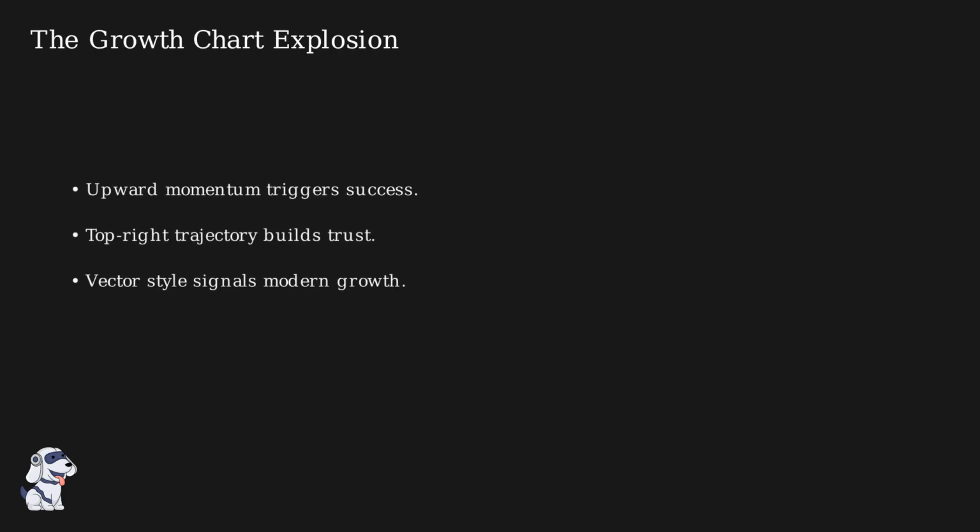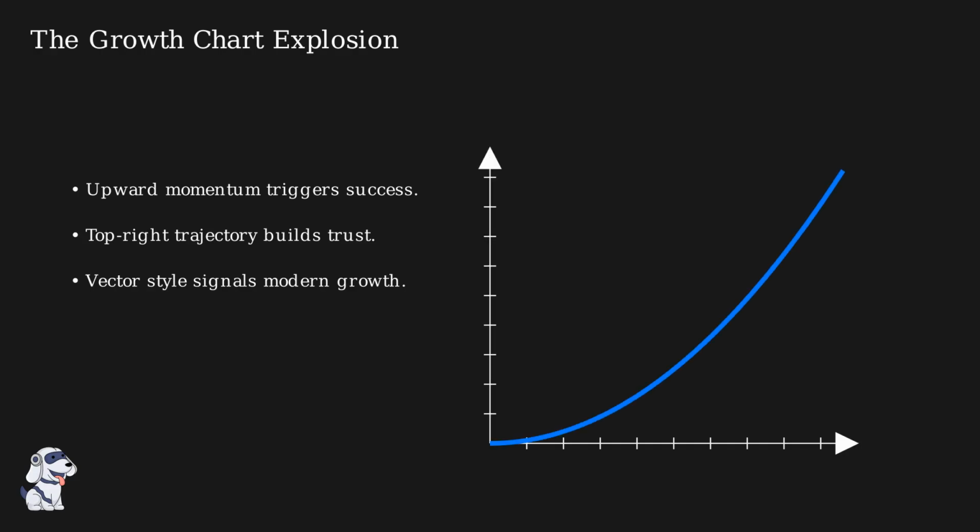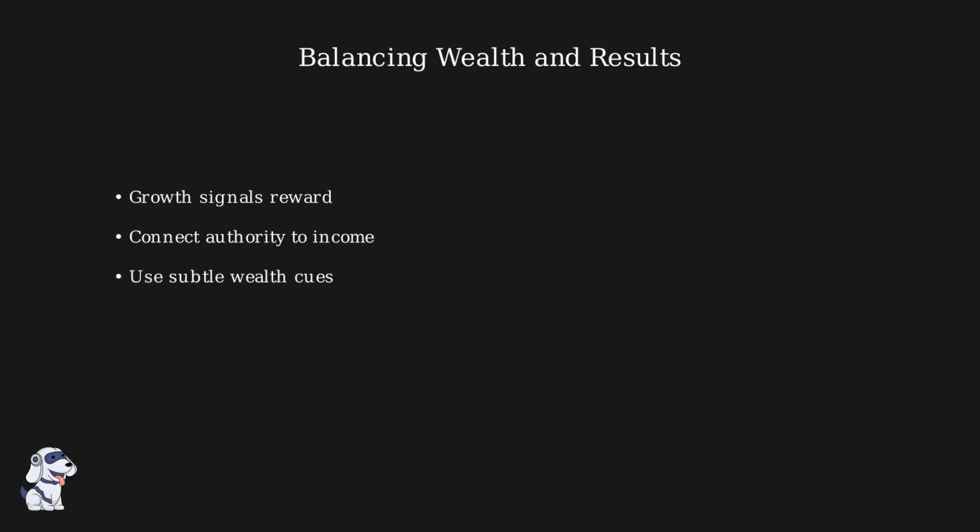A key component of your thumbnail is the growth chart explosion. Use a sharp, vector-style design that trends upward. By pointing your trajectory toward the top right corner, you psychologically signal momentum, success, and verifiable results to your audience. This visual cue acts as a shorthand for authority, proving your growth strategy is effective in the 2026 landscape. Effective thumbnails don't just show growth, they hint at the rewards of that success.